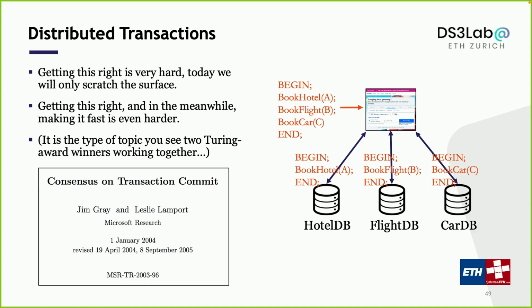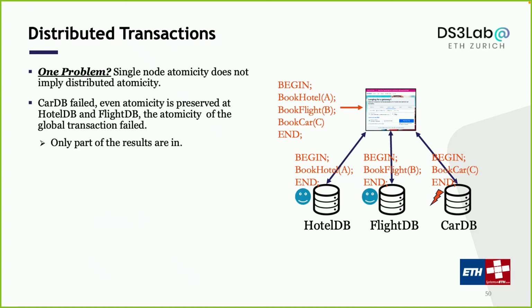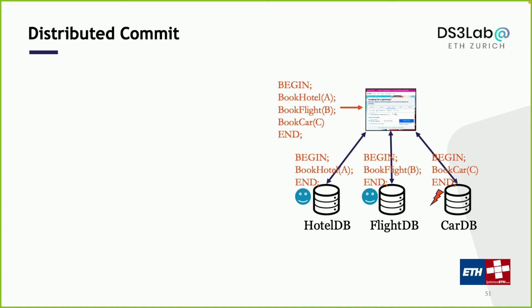So this is a paper back in 2004 about transaction commit among different data sets. If you look at the authors, it's Jim Gray and Leslie Lamport, okay? If these two guys are writing one paper, that is how hard this problem is. So at a high level, what should we do? How can we design a protocol of distributed commit?